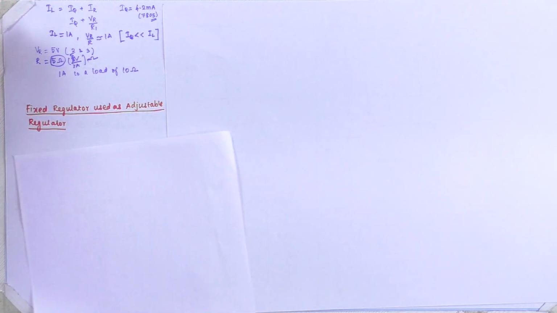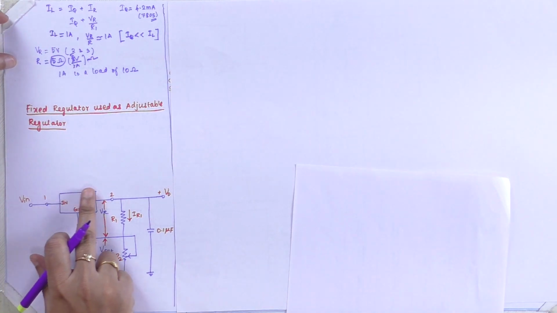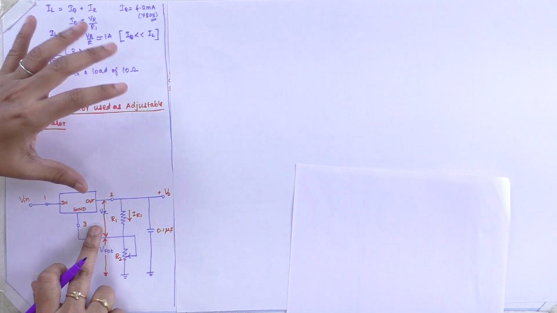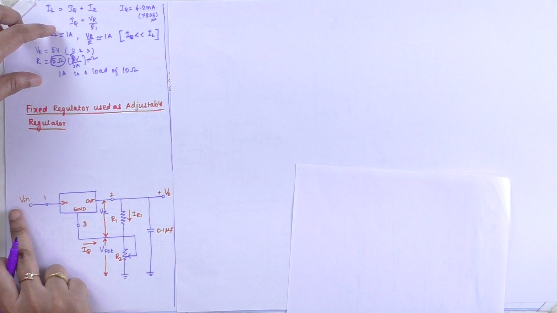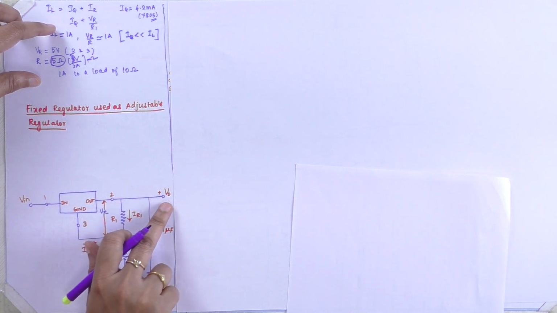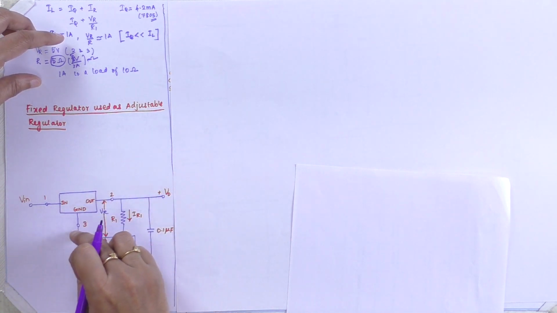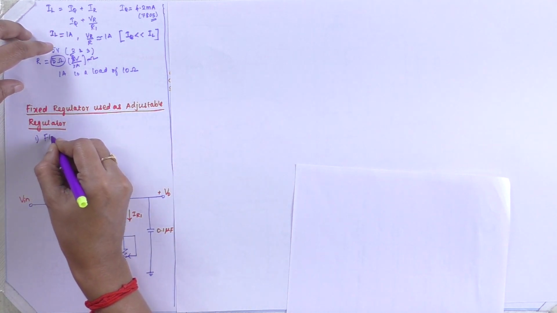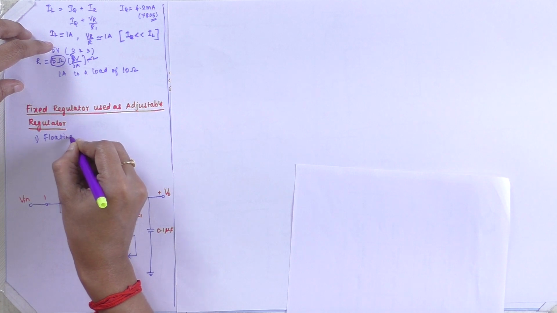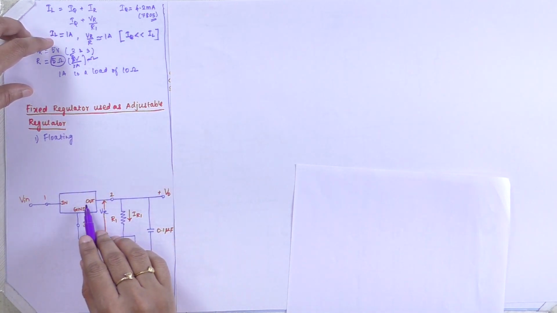In this concept we are going to see a diagram. This is an IC voltage regulator with an input pin, output pin, and ground pin. We give an input voltage and we get a DC regulated output voltage. Here we concentrate more on the second and third pins, and in this fixed regulator the ground pin is to be kept floating.